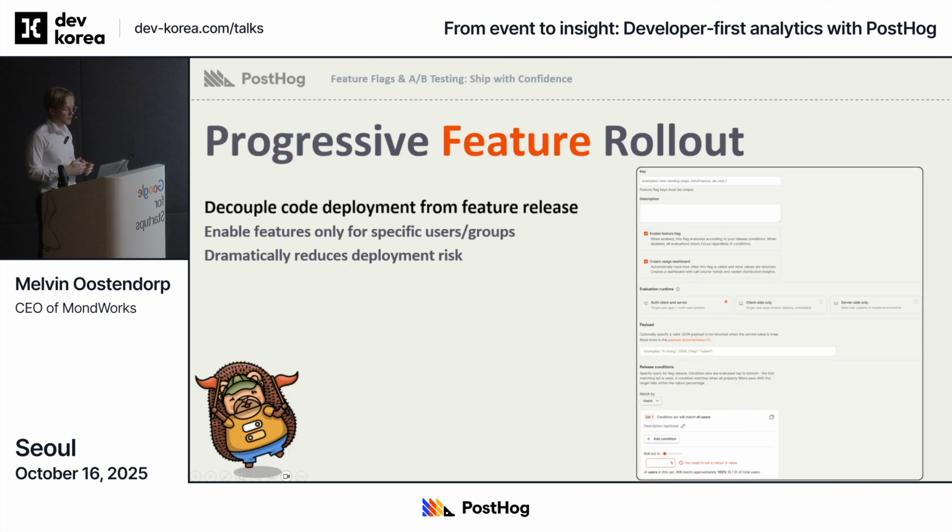And then we have feature flags. A feature flag lets you deploy code without immediately releasing it to everyone. You can make targeted groups. For example, if you only want to deploy something to like 10% of the users in Korea, you can do that. And if something goes wrong, don't worry. Just toggle off the feature flag. There's no redeploy required.